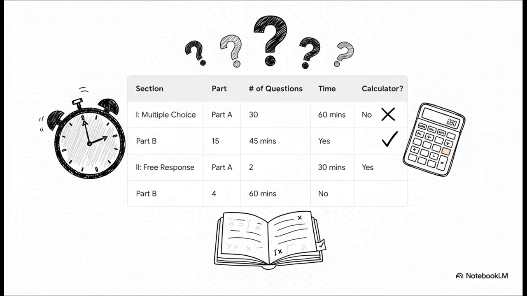Now look closely at the timing. For the first part of the multiple choice, you get about 2 minutes a question. But for the second part, you get 3 minutes per question. That difference is huge, and it's a key part of your pacing strategy. You've got to practice with that in mind.